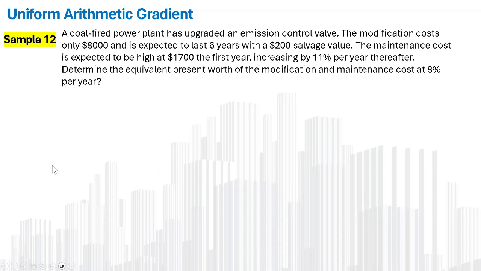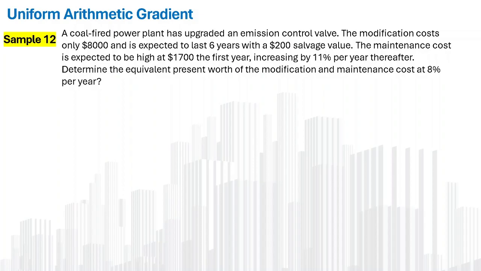So here we have a coal-fired power plant that has an upgraded emission control valve. The modification costs about $8,000 and is expected to last 6 years with a salvage value of $200 by the end of its year. The maintenance cost is expected to be high at $1,700 the first year, and it will increase in the foreseeable future for 6 years by 11% per year thereafter. Determine the equivalent present worth of the modification and maintenance costs at 8% per year.